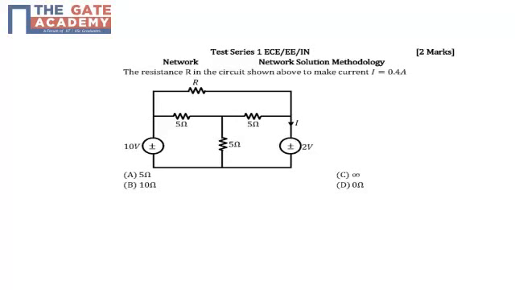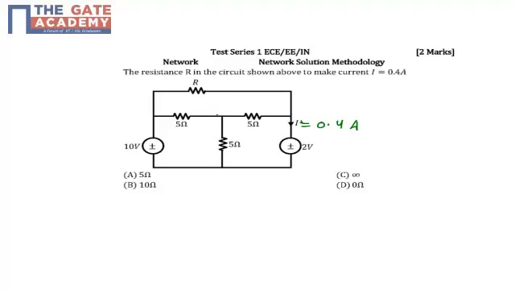Hello friends, this question is from the subject of network, in the topic of network solution methodology. It's a 2 marks question. In a problem, one circuit is given and we need to find out the value of resistance R, which is shown in the circuit. It is also given that the current I is equal to 0.4 ampere.